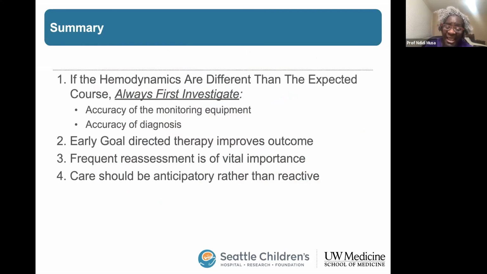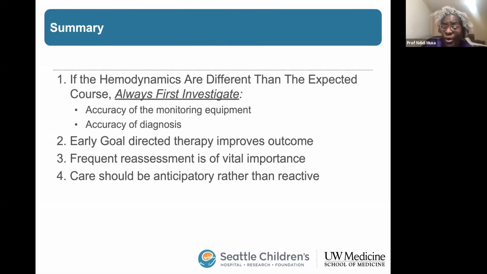So go back every time you give an intervention, go back and reassess. Did the patient respond? If the patient responded, did they respond in the way that I anticipated? If they did not, do I have the diagnosis right? Is it an accurate diagnosis? So always first investigate, and then you resuscitate to a goal. So early goal-directed therapy improves outcome.